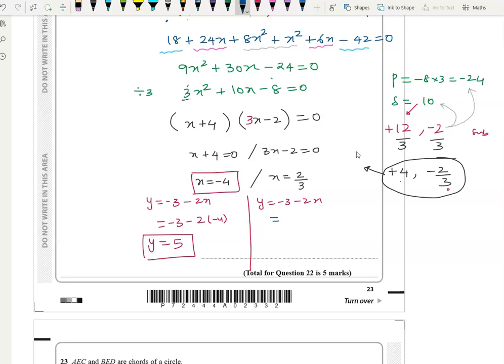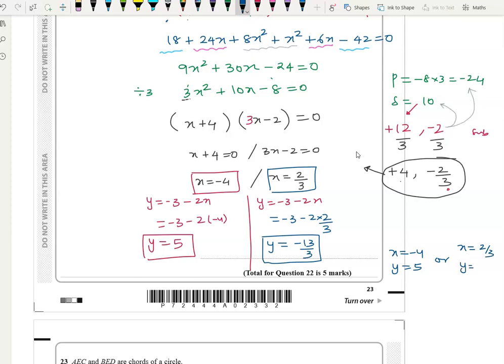And the second one is minus 3 minus 2 times 2 by 3. So this will become minus 9 minus 4, which is minus 13 over 3. And leave it in the fraction form. So when x is 2 by 3, the value of y is minus 13 by 3. So you can write your final answer: x is minus 4 when y is 5, or x is 2 upon 3 when the value of y is minus 13 by 3.